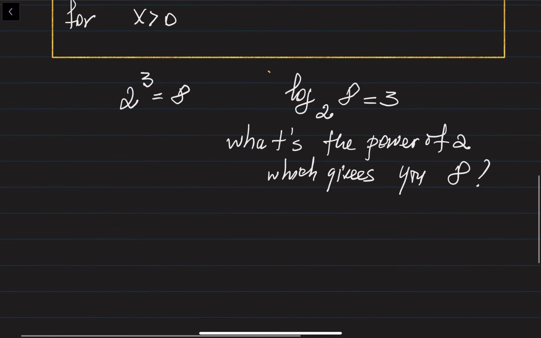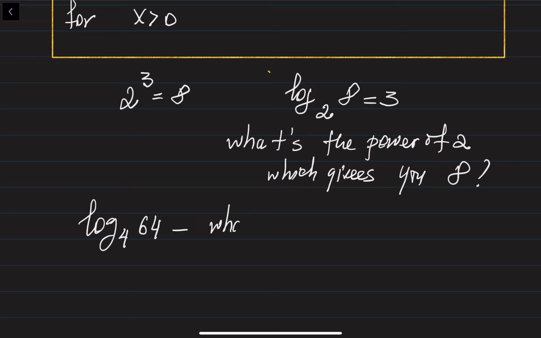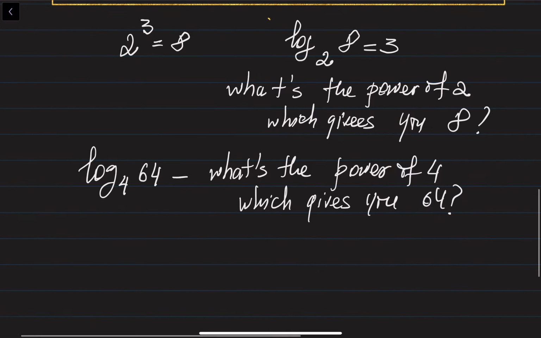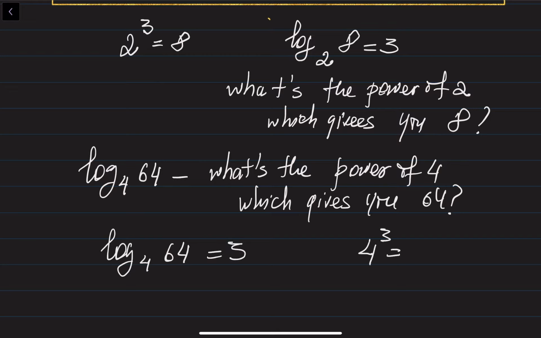Or, for example, if I would ask you the question, hey, what is the log base 4 of 64? Again, you need to always put the question like, what's the power of 4 which gives you 64? And this is going to be equal to 3, right? So the logarithm base 4 of 64 is equal to 3. It means that 4 to the power of 3 is equal to 64.